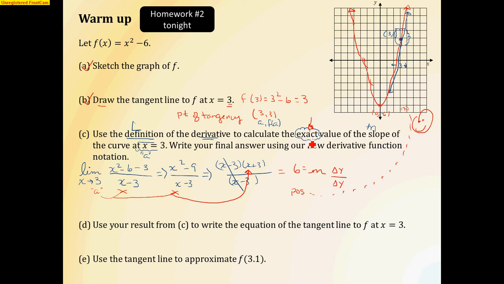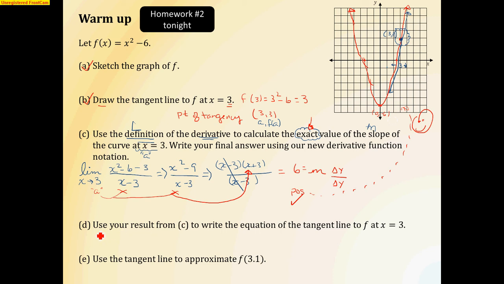But one of the reasons to do estimation, even if somebody doesn't ask you, is to check your work. This all makes sense, that I did the exact value using a limit. I got a value of 6. I looked back at the graph and I saw that the slope should have been a positive number and looks like it should be higher than 1.